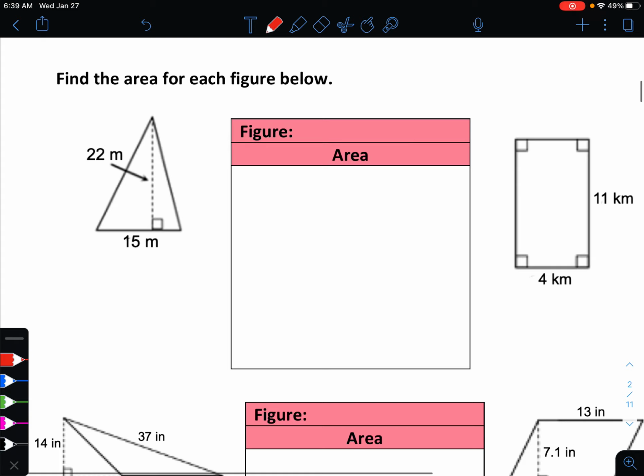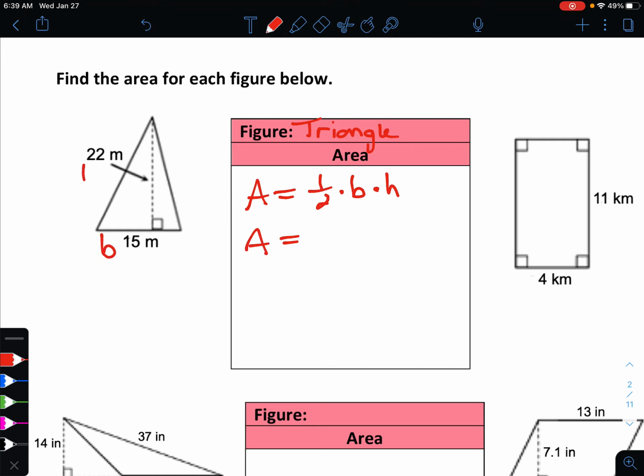So we're going to find the area for each figure below. For the first one, our figure is obviously a triangle. So for a triangle, we're going to find the area, which is 1/2 the base multiplied by the height. In this case, your base is 15, your height is 22. So that would be 1/2 multiplied by 15 multiplied by 22. And again, I would just recommend putting all those into your calculator. You're going to get 165, and then our label was meters, m squared.